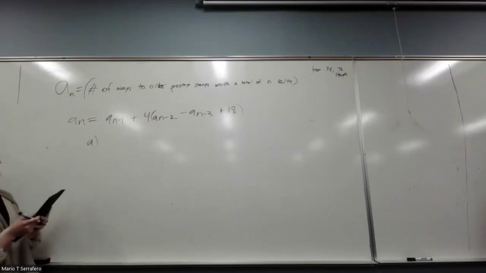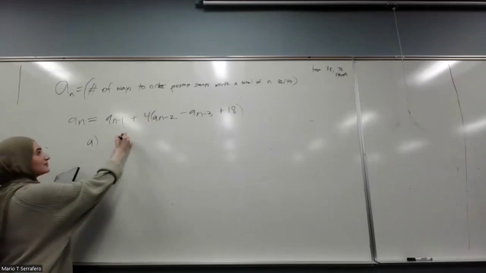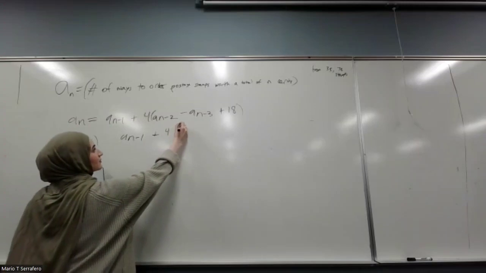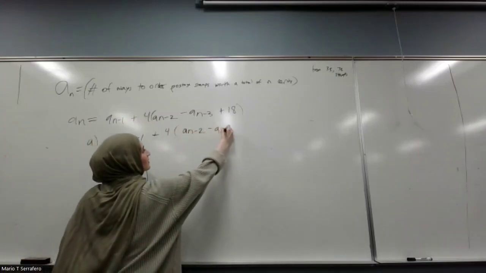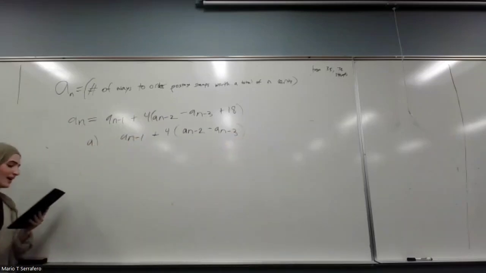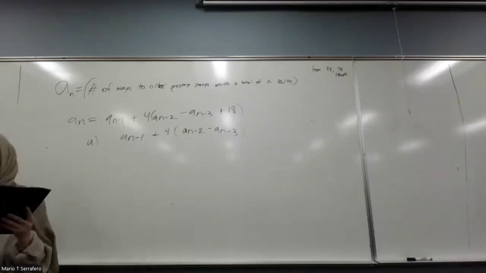It's everything that doesn't include the constant. Yep, exactly. So I would put it's just a sub n minus 1 plus 4 a sub n minus 2 minus a sub n minus 3, all of that except the 8. Does that make sense to everyone? Yes. Cool. And the next one is saying just prove that a sub n is equal to minus 24 as a solution to the non-homogeneous equation.